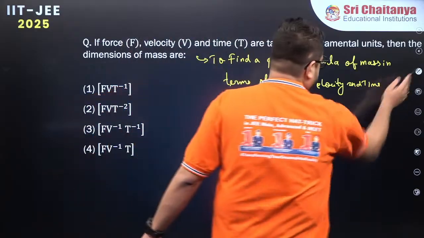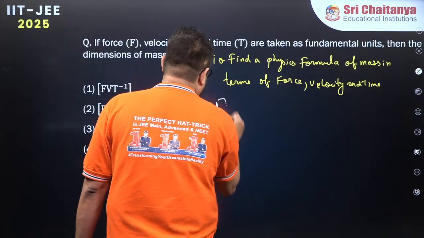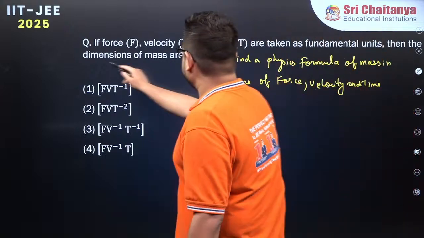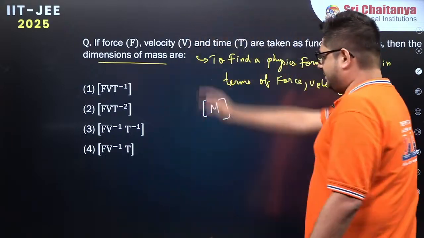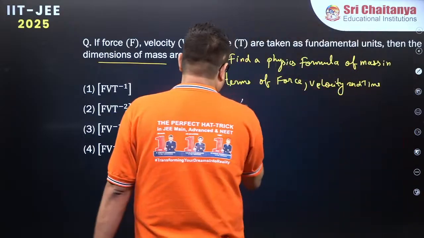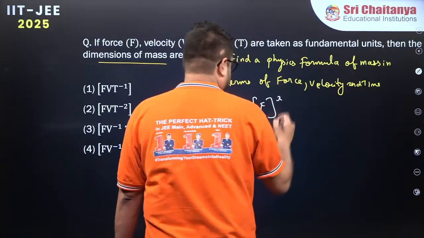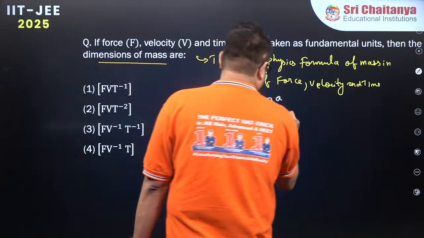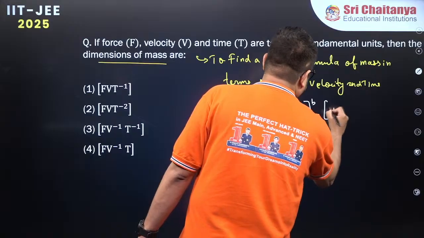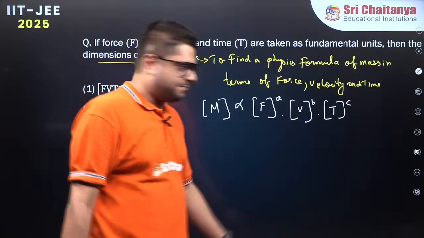The first step is, you write down the dimension of mass, isn't it? Because what they're asking in the question is to find out the dimensions of mass in terms of the given expressions. So the dimension of mass is going to be directly proportional to force to the power of A, isn't it? Like this we will write it down, into velocity to the power of B multiplied by time to the power of C. This is going to be the first step.